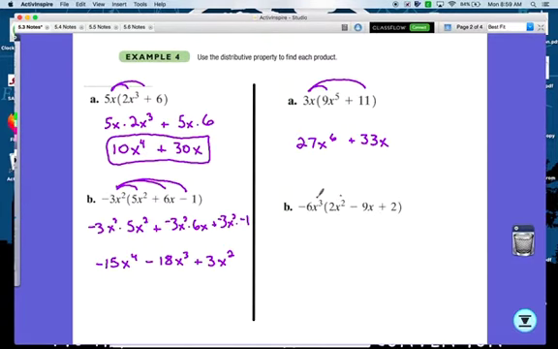All right, for b, negative 6x to the 3rd times the 2x squared, so negative 6 times 2 is negative 12. X to the 3rd and x squared gives me x to the 5th. Negative 6 times the negative 9 gives me a positive 54, because negative times negative is a positive. X to the third and x to the first gives me x to the fourth. And then negative 6 times the 2 gives me a minus 12. And then I have the x to the third hanging along with it.